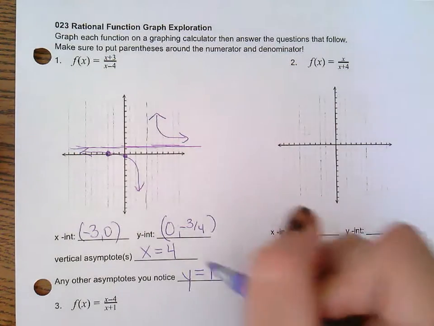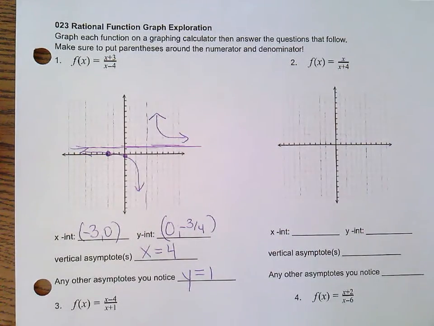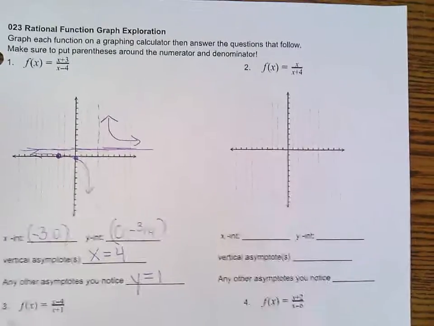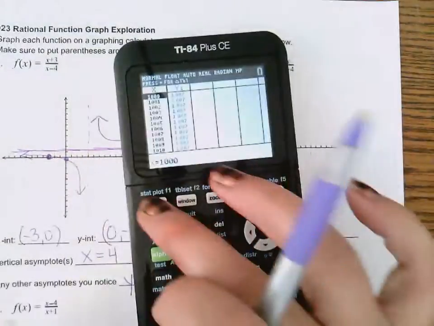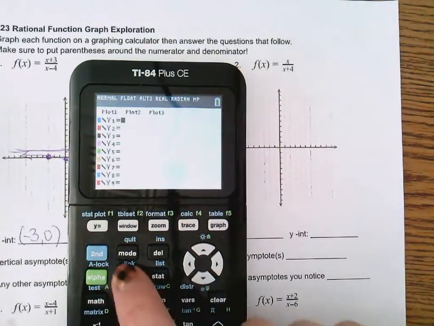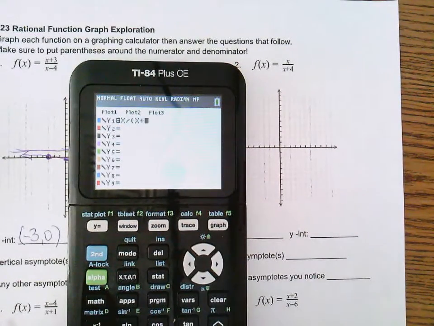There's a reason for that we will learn later, but for now I just want you kind of making an observation from the graph. All right, so now I'm going to go on to the second graph. So y equals this time x divided by x plus 4.